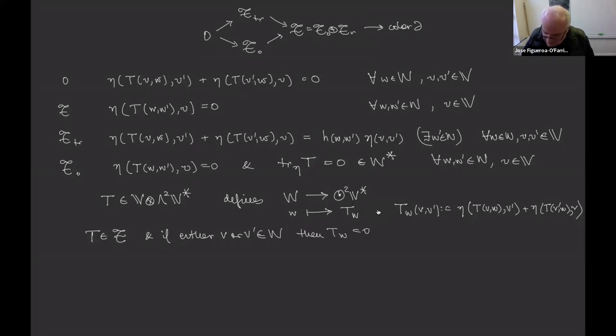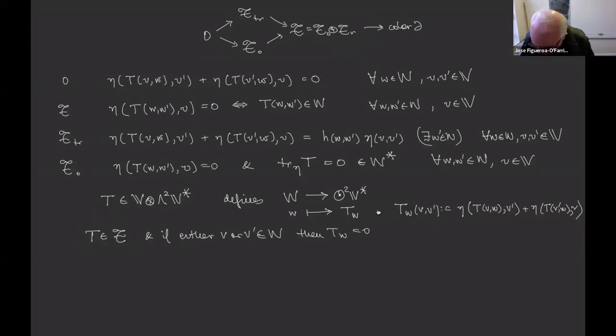remember, T is in T is the same thing as saying that T of W W prime lives in W, because W is the kernel of eta flat, and any vector whose inner product with all the vectors is zero is in the kernel of eta flat, and therefore that's W. So this guy's in W. Okay, so suppose either V or V prime is in W, and T is in T, so it satisfies this condition. Suppose V is in W, then this second term vanishes because W is in the radical of eta. But here, if V is in W, T of V W is in W, and again, it's in the radical, so you get zero. And by symmetry, if V prime is in W, then you also get zero.